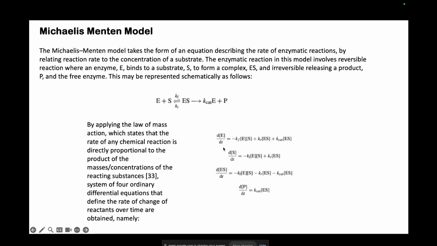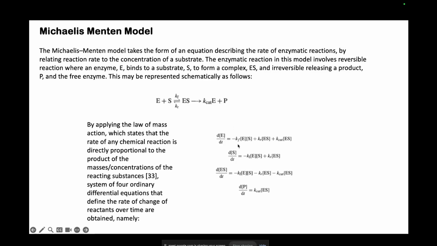So let's quickly go through one. dE/dt is basically, so first, E is getting used up to form ES. Again, E is getting formed from ES as well on the left, and also E is getting replenished from ES on the right as well.